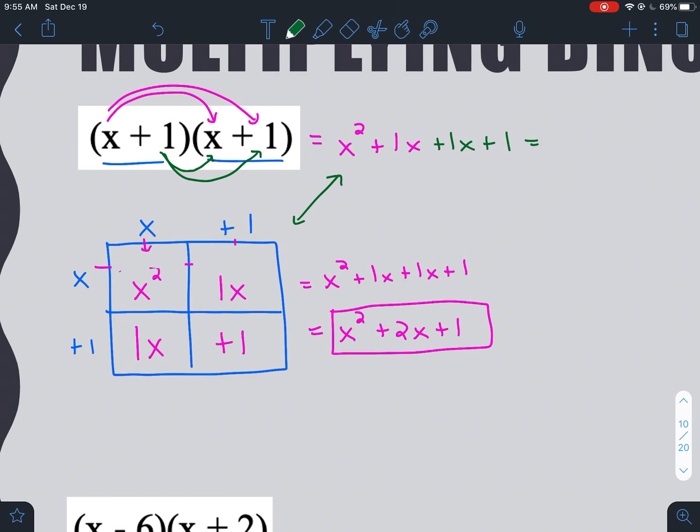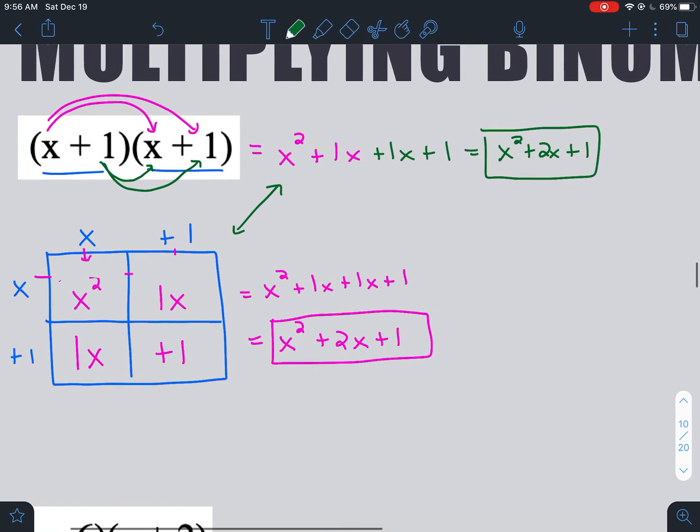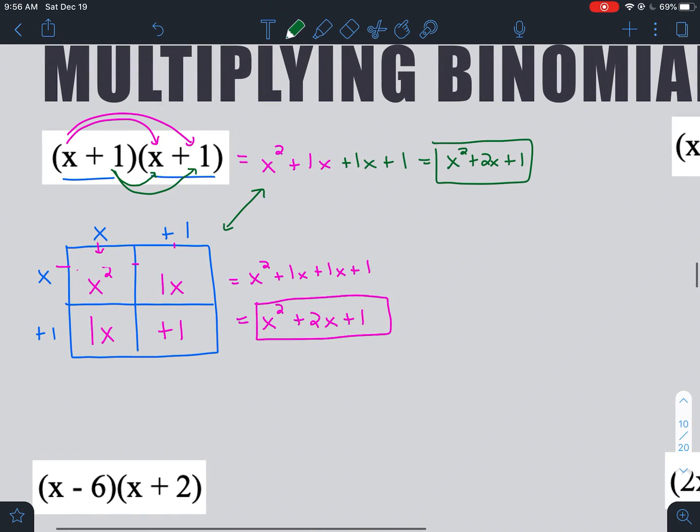And if you notice, these terms that I got in the box and these terms that I got when I distributed are the exact same. So when I simplify, I would still get x squared plus 2x plus 1. Each method has its benefits. The method on top where you just distribute is a little bit faster. It requires less writing because all the writing is already done for you.